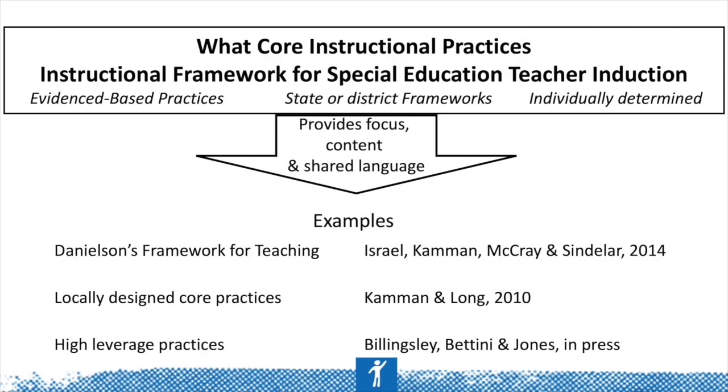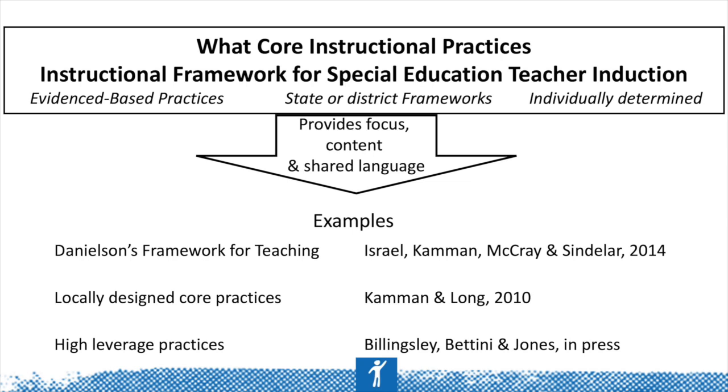What core instructional practices might help induction programs and serve as a framework for special education teacher induction? So, for example, evidence-based practices is one possibility, or state or district frameworks, which some are already using, and some have individualized ones as well. But one of the issues comes with alignment. For example, if new SETs are taught one set of practices in initial preparation, and then they encounter very different expectations in their first year, it makes their jobs harder. They've got to figure out how to teach.